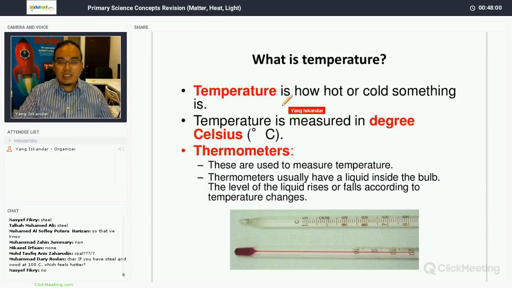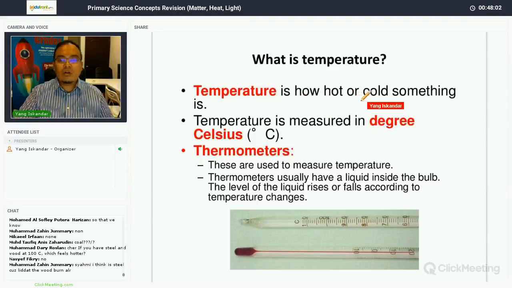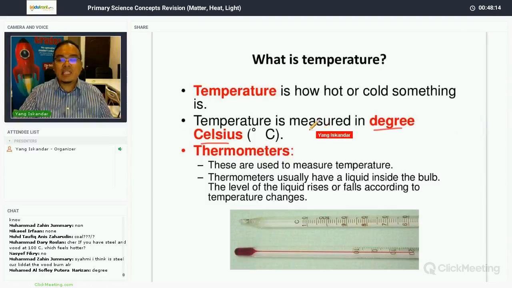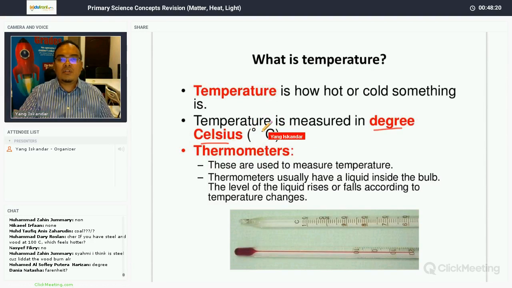Now, what is temperature? Temperature is how cold or hot something is. It's a measurement of how hot or cold something is. Now, temperature is measured in degrees Celsius. Temperature is measured in degrees Celsius. And this is the symbol of degrees Celsius, the unit for temperature. A small zero here, followed by a C.